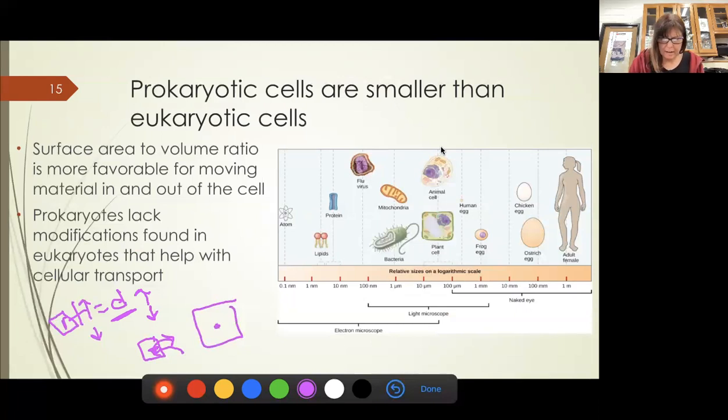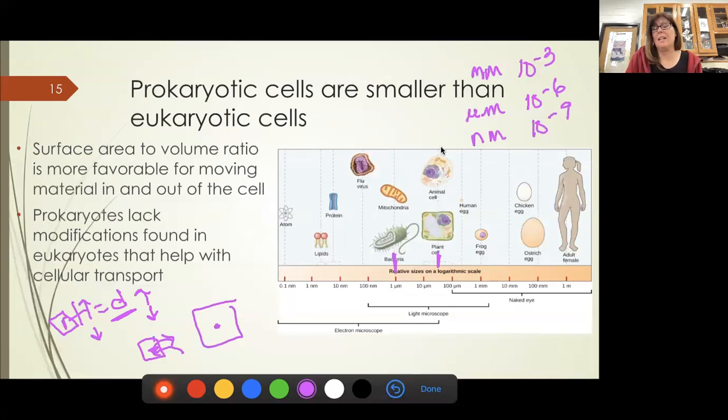And so we can see here some comparisons. We can see bacteria are here versus our animal and plant cells, which are much bigger. So if you're not familiar with these sizes, a millimeter would be 10 to the negative third. That means 0.00 and then your number. And then you have your micrometer, or micron, which is 10 to the negative 6. And your nanometer is 10 to the negative 9.